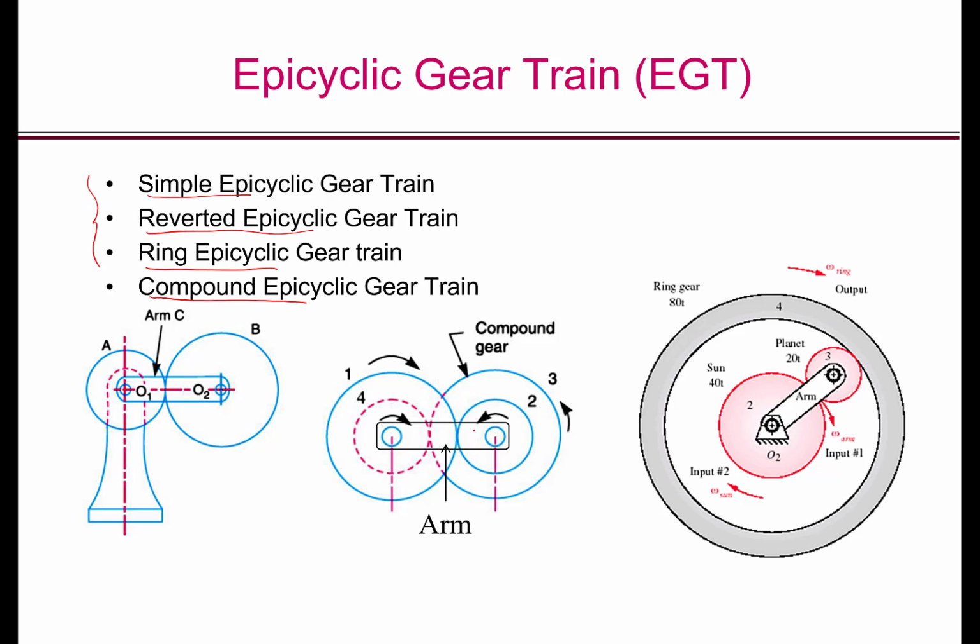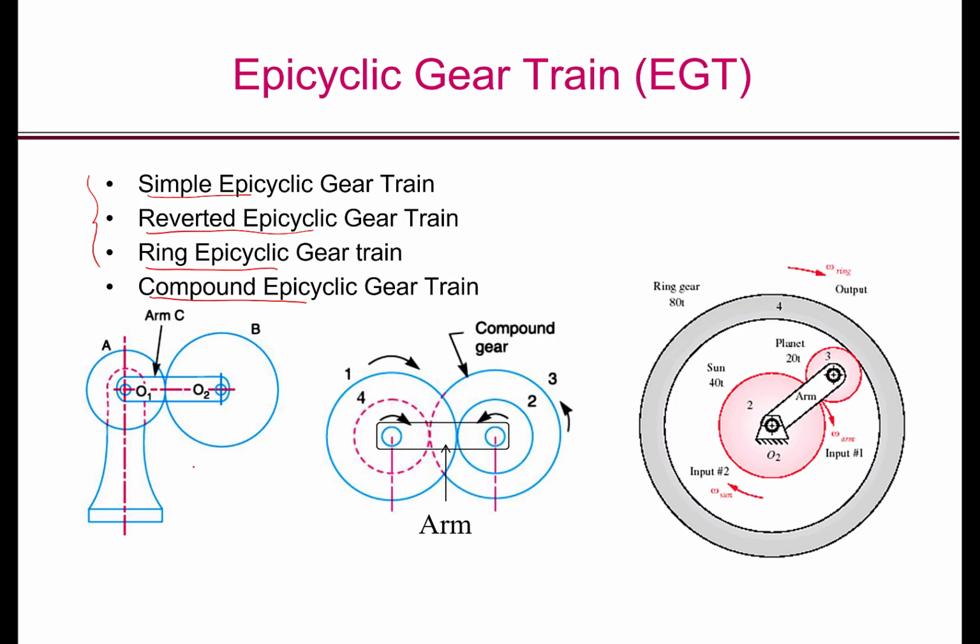Similarly, in the gear train in the middle here, if I remove this arm or if I fix this arm, I have a reverted gear train. Therefore, this is called a reverted epicyclic gear train. Epicyclic gear trains have 2 degrees of freedom. So you have to specify 2 inputs. For example, in the picture on the left, we can specify the motion of the arm as well as gear A or gear B. In the ring epicyclic gear train on the right, we can specify the motion of the arm and the ring gear.